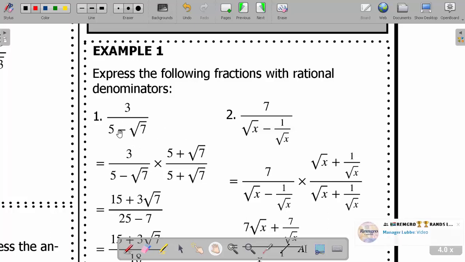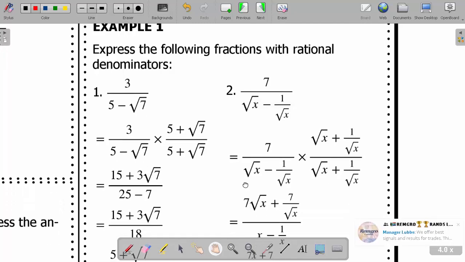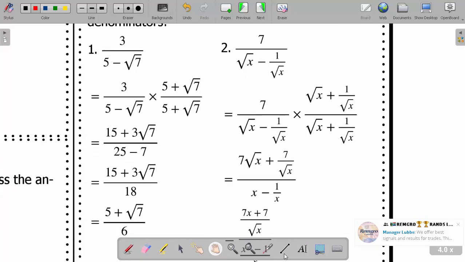We are going to multiply up and down by, you see this is 5 minus root 7, so it becomes times 5 plus root 7, then over 5 plus root 7, we multiply them. Now if you check down here, I have a difference of 2 squares, right? And in this case, because of that, it's going to become simple for me to deal with, okay?